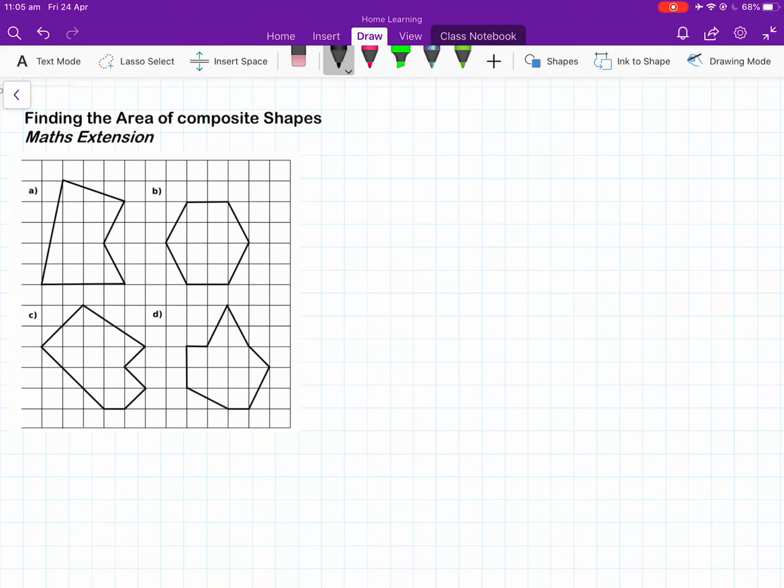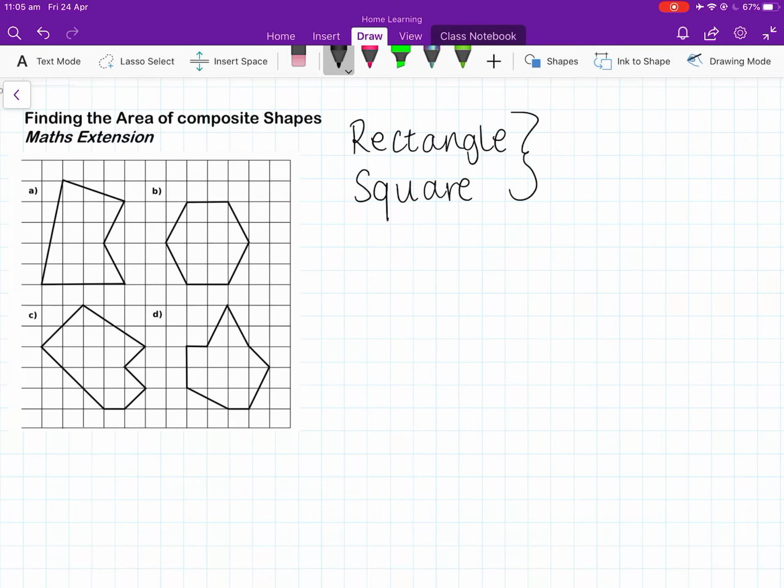Hey team, this is a quick little lesson about how to find the area of composite shapes, especially focusing on dividing up the shapes into shapes that we already know. So the shapes that we're going to focus on today are the typical ones, rectangle and square.